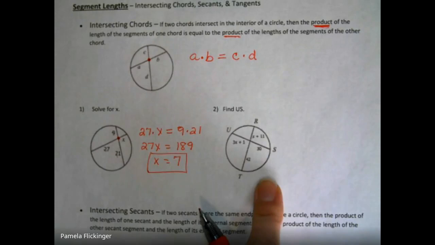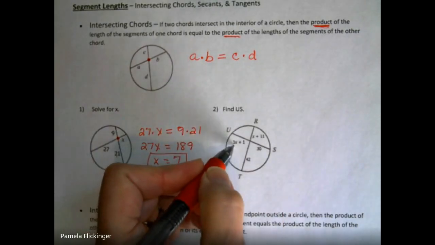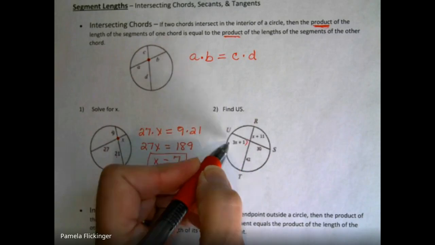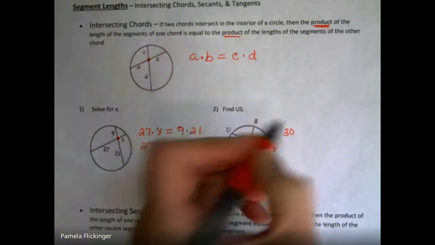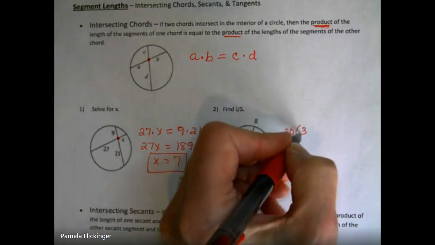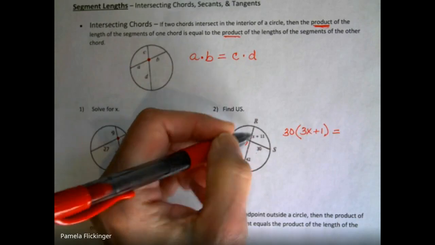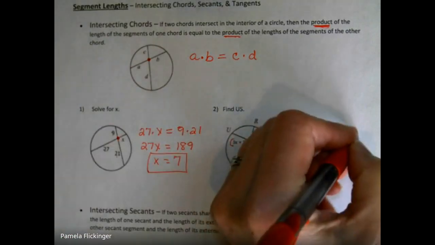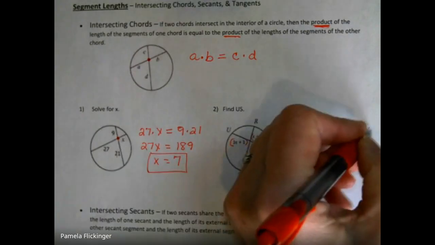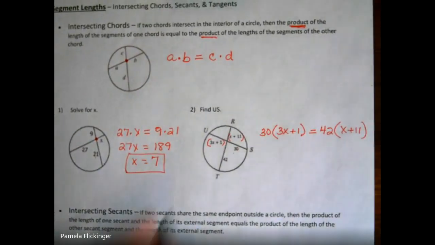Number two, a little bit more algebra involved. All right, so we've got 3x plus 1. We're going to treat that as a quantity times 30. So we'll write the number in front. So 30 times 3x plus 1 will equal, and then we've got 42 and then another quantity, x plus 11. So again, we'll put the number in front and the quantity x plus 11 behind. Just distribute and go from there.